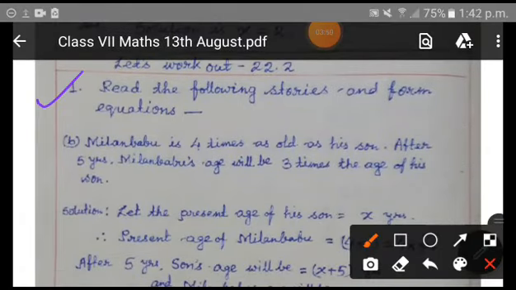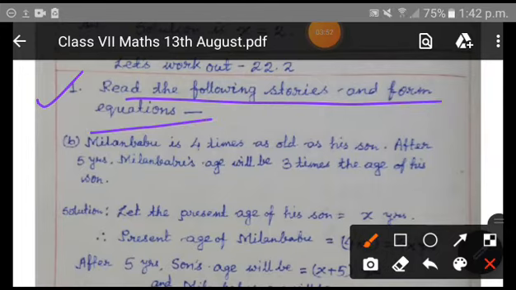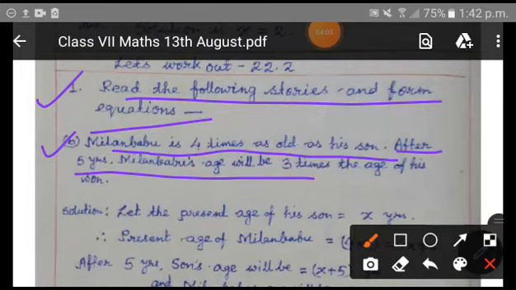Next one, question number 1. Read the following stories and form equations. So here you are going to read the stories and form the equation. Come to part B. It is said Milan Babu is 4 times as old as his son. After 5 years, Milan Babu's age will be 3 times the age of his son.